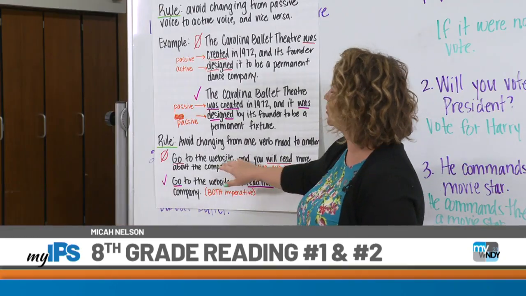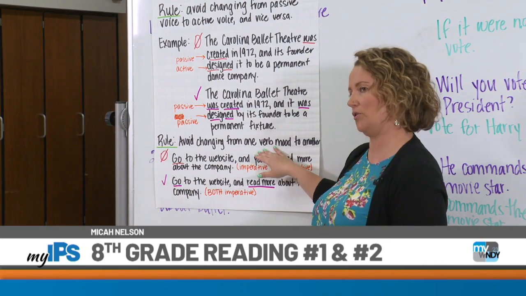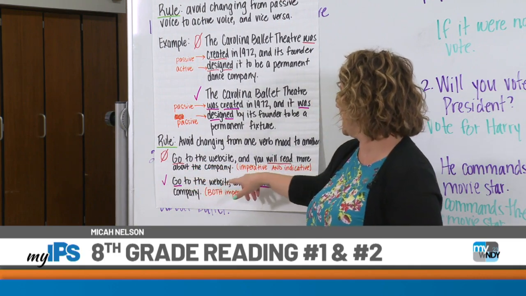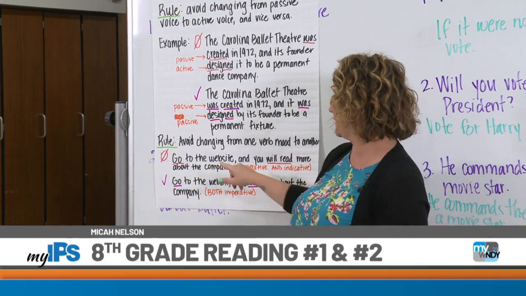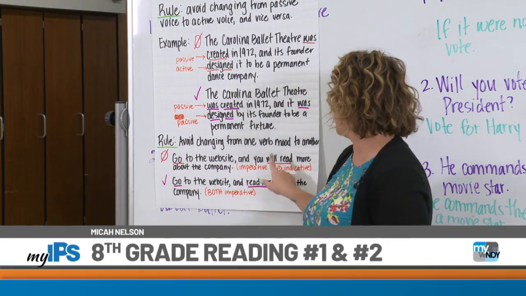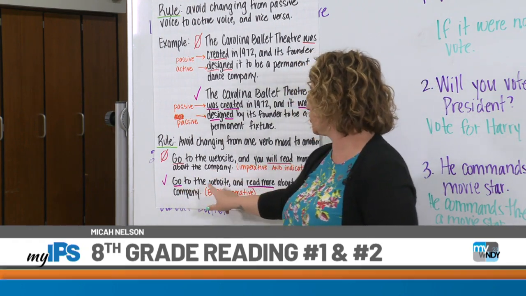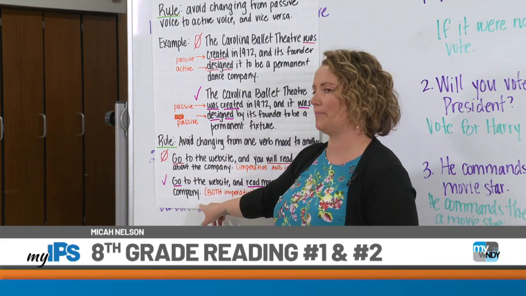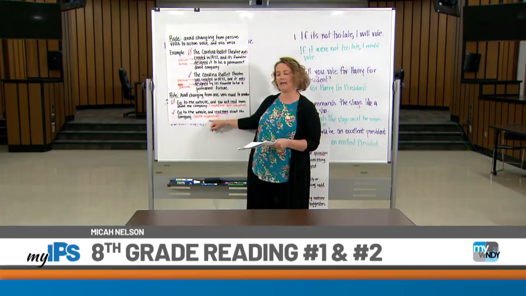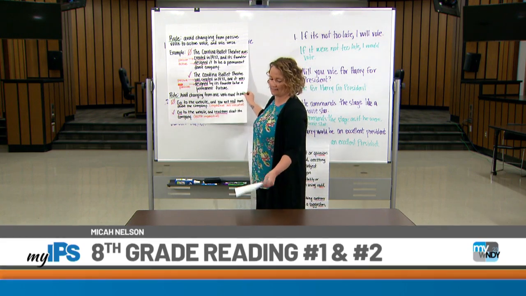The same thing goes for verb mood. You want to avoid changing from one verb mood to another. A bad example would be, go to the website and you will read more about the company. But that doesn't match because go is imperative and will read is indicative. You should say, go to the website and read more about the company. In this case, both verbs are imperative and they match, so that's a good sentence. So we're going to practice that together.